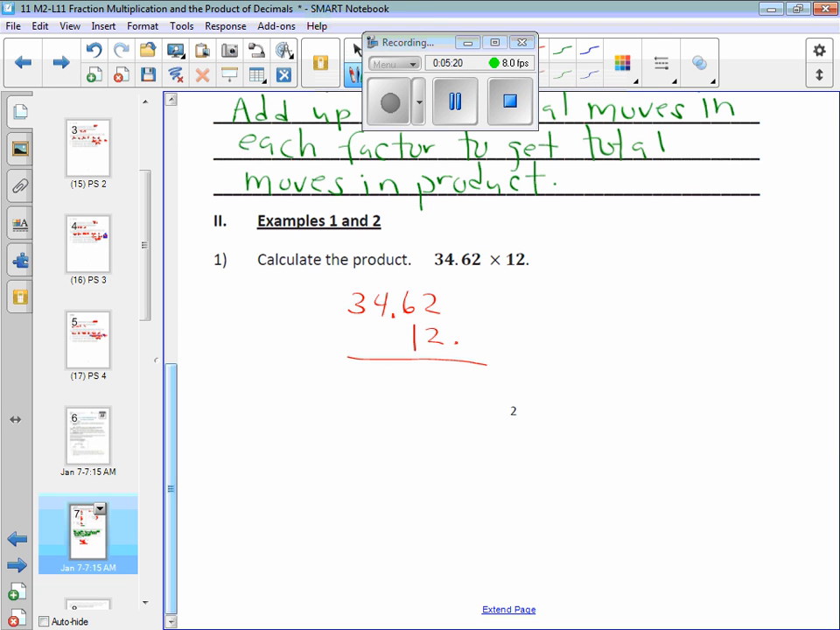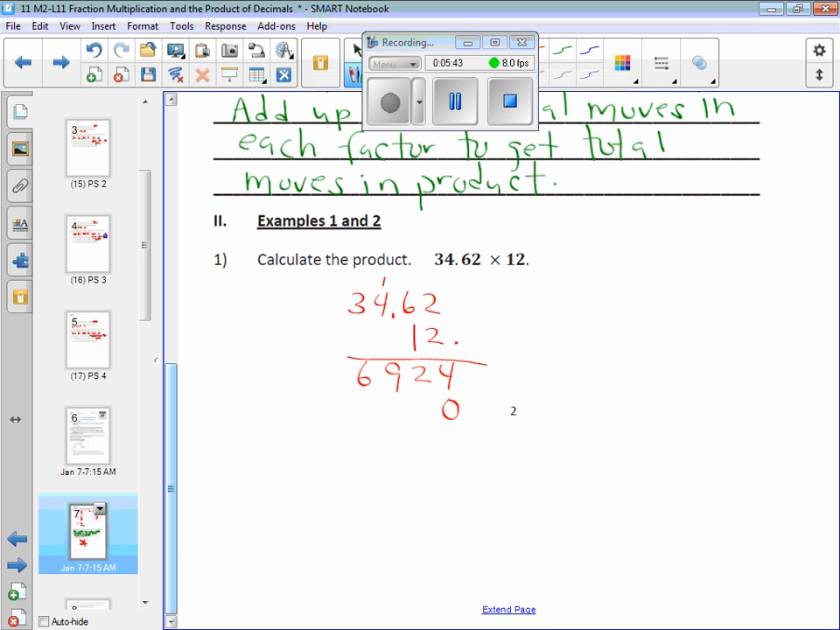2 times 2. Let's say it. 4. All right. 2 times 6. Make sure you carry your 1. 2 times 4 plus 1. 2 times 3. First line is 6924. Add a 0.